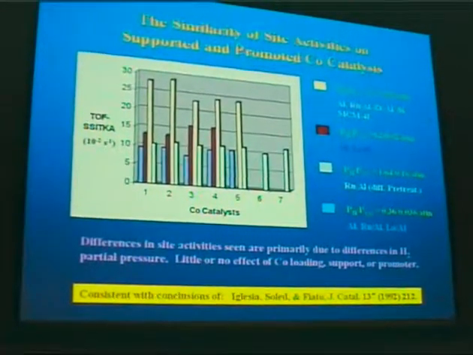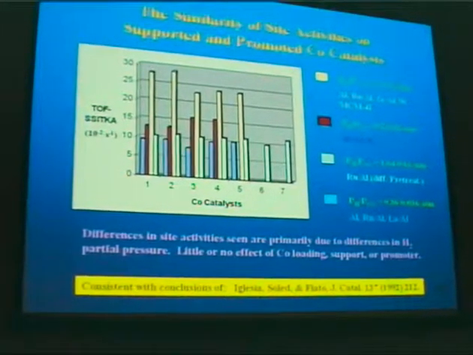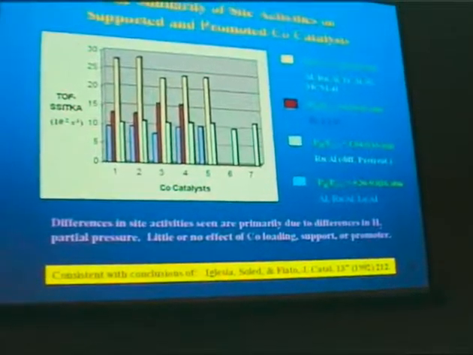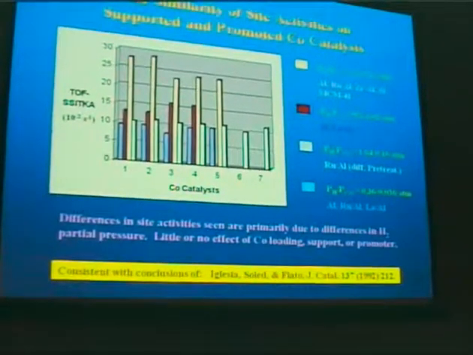And this actually goes back to earlier work by the group at Exxon, Iglesia, Soled, and Fiato, who published a paper in 1992 and said that there were no effects of particle size and so on. They were pointing to the fact that the rate is all about the amount of reducible cobalt. This was based primarily on reaction and chemisorption data, I think, but certainly it anticipated all of the following results that came in more detail later.